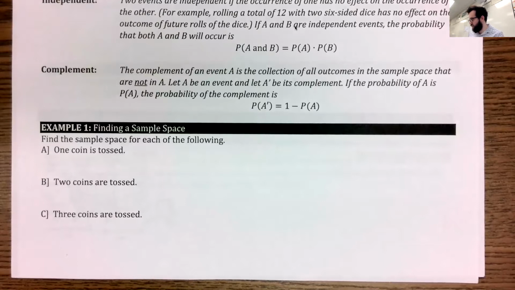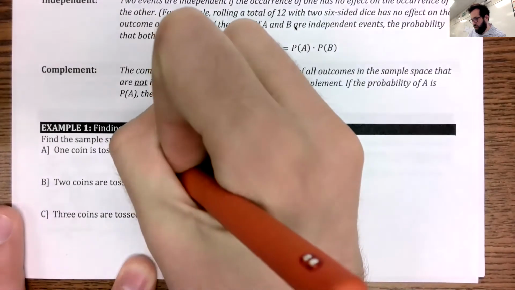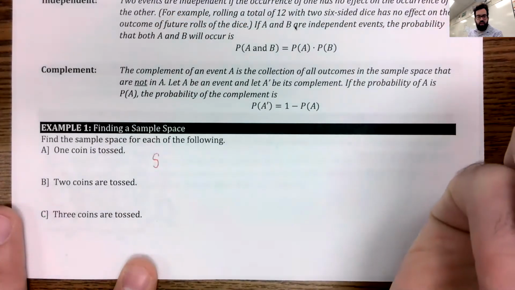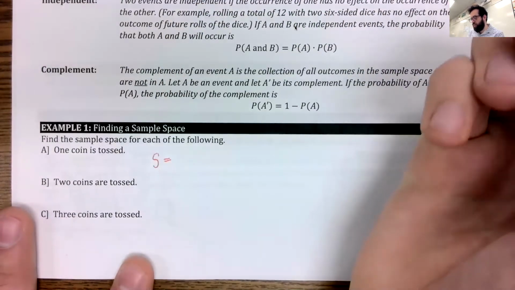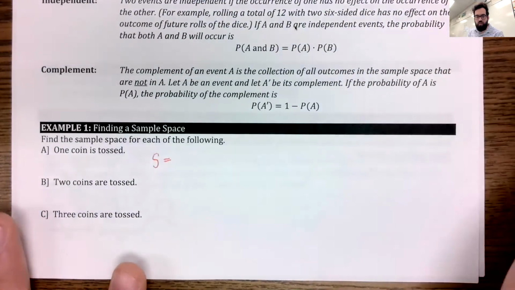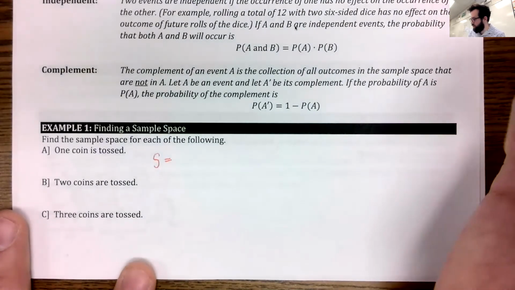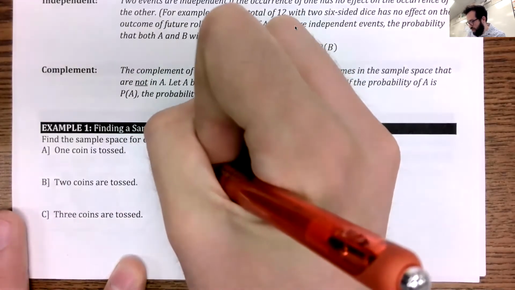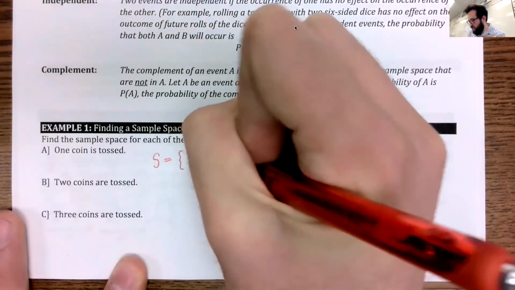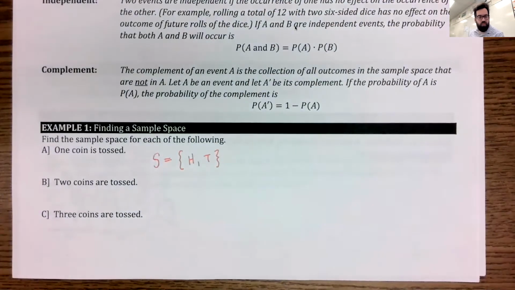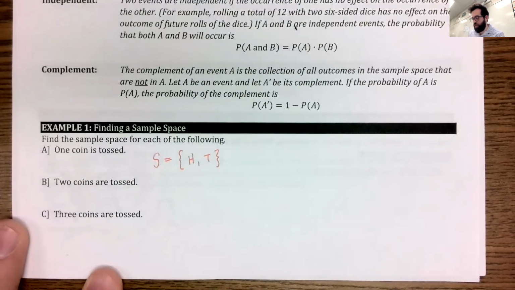Example 1, find the sample space for each of the following. One coin is tossed. So we're going to refer to the sample space with the capital letter S for sample space. And when a coin is tossed, typically we consider one side to be heads and one side to be tails. So we're going to write that in curly brackets with an H and a T. So that is the entire sample space. Those are all of the possibilities when you run an experiment of tossing one coin.